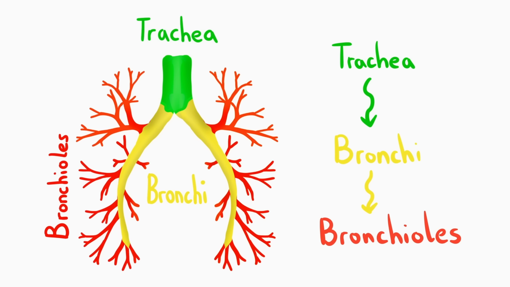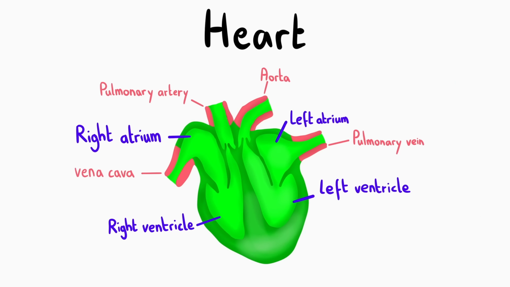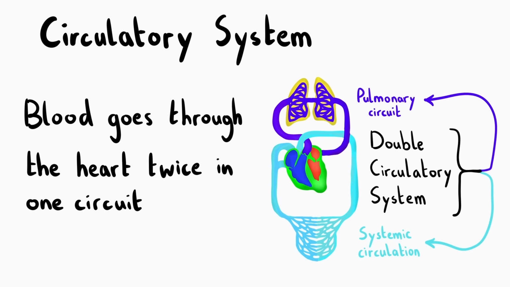First, we'll examine the structure of the lungs and how they enable gas exchange. Next, we'll explore the path of air through the respiratory system. Then, we'll take a look at the heart and its role in the circulatory system. And finally, we'll examine how the heart pumps blood through the double circulation system.